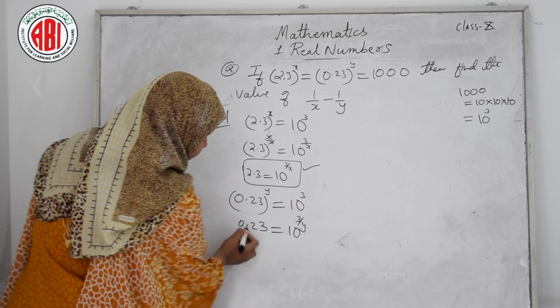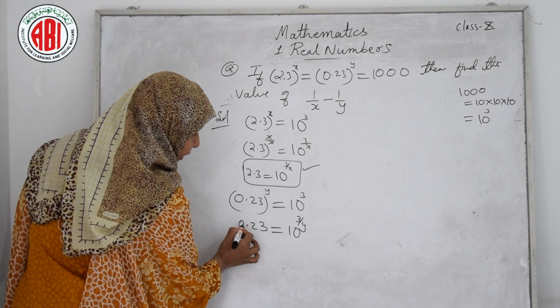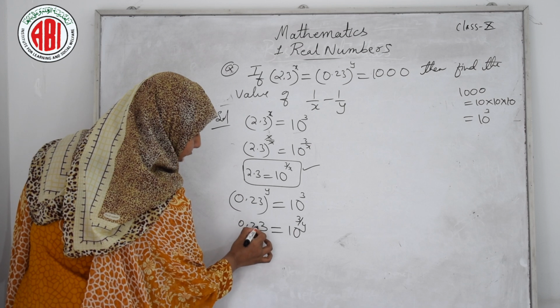Now this is the decimal form. Now here we have this value 2.3. So what we are doing, this 0.23 we are writing as 2.3.